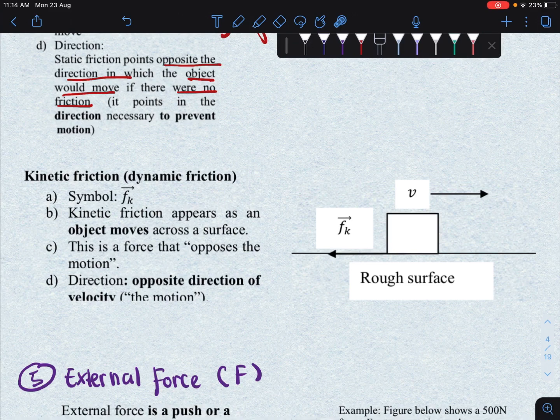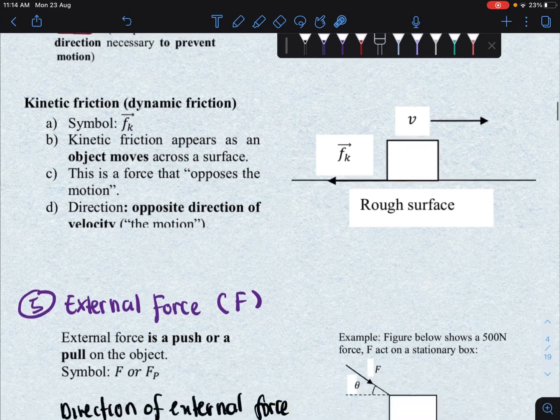Okay, for static, it is the direction that the object would move, the direction in which the object has a tendency to move. For kinetic, don't worry, the question will tell you which direction the object is moving. Look for the V in the question for kinetic friction. Okay, so for friction there must be a rough surface, and then for static, the object is about to move. For kinetic, the object is already moving. Alright, that is how to distinguish between kinetic friction and static friction.